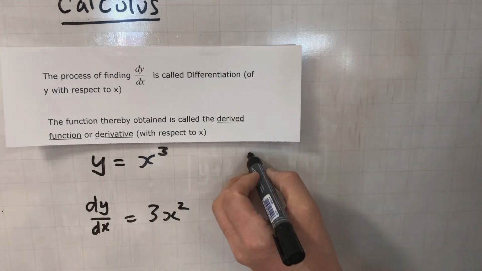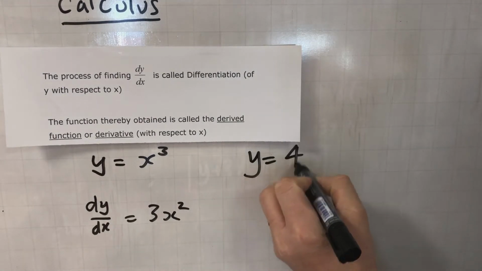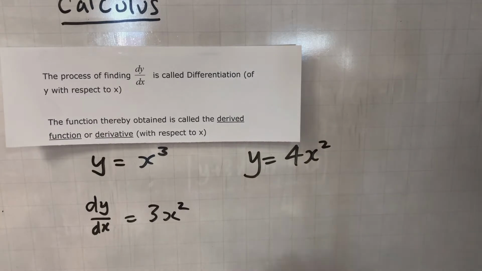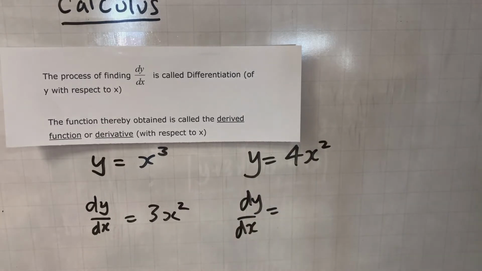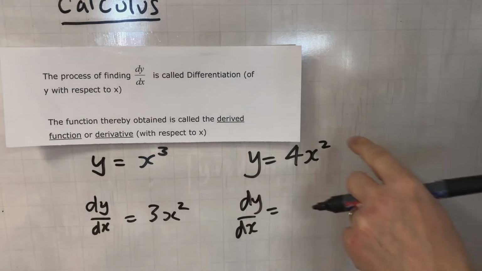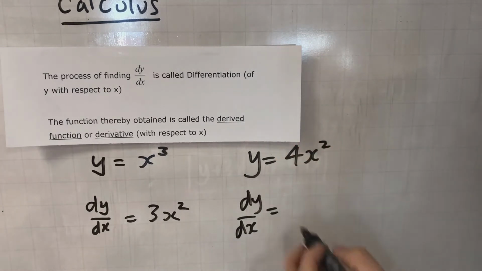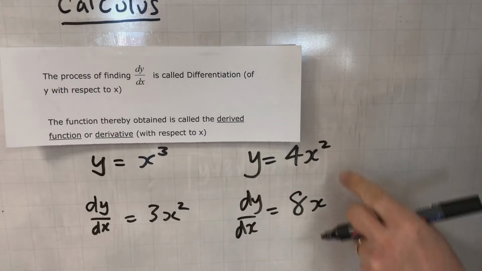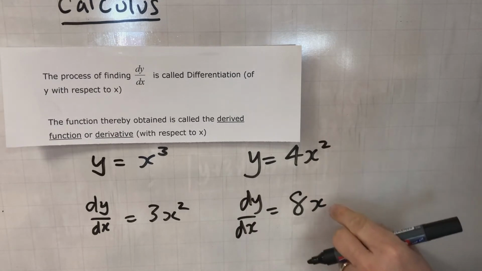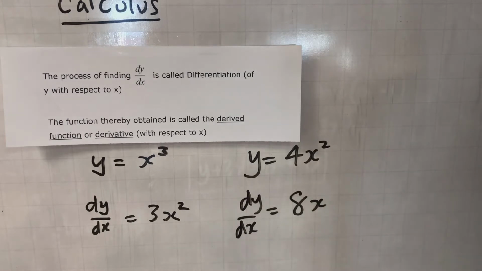Do another one. y equals 4x squared. So in order to work out dy by dx, then you would bring down the power, so 2, but there's already a 4 there, so that's 8. 4 times 2 is 8. x, take 1 off the power. Well, if I take 1 off that power, I get power 1, which we don't bother writing. So 8x is your answer there.